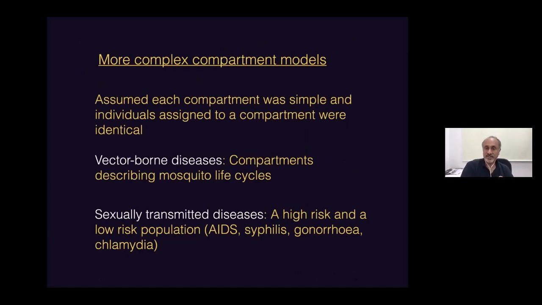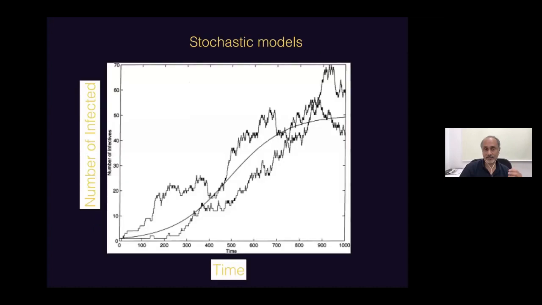Models for vector-borne diseases, for example malaria, must describe the life cycle of the mosquito. So it just gets more complicated in terms of the different types of compartments that you have to write down. If you have sexually transmitted diseases, for example, you can have a high risk and a low risk population. And it's important to model that particular structure when we talk about such diseases.